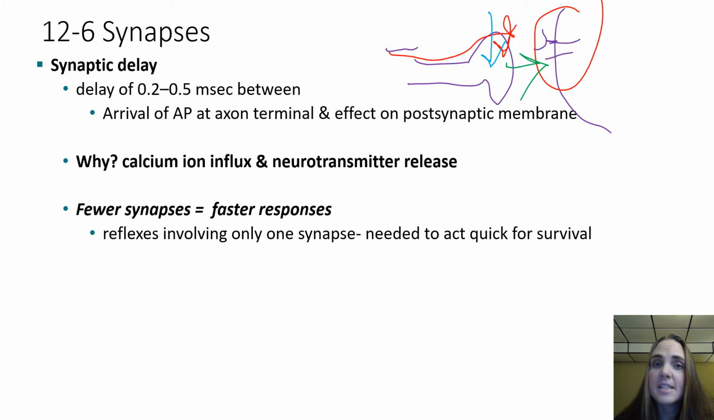If we have only one synapse, then we're going to have a very fast response. And that is why important reflexes that might be needed for survival or preservation of our well-being are going to have only one synapse. We would have a sensory neuron synapsing directly on a motor neuron rather than traveling over several synapses, over several neurons to get the desired effect. So the fewer synapses we have, the less synaptic delay, the faster the response is going to be.